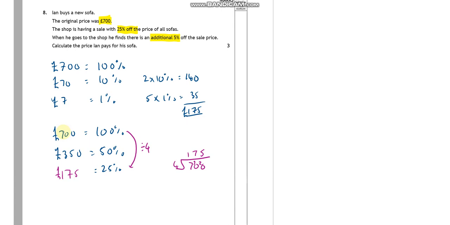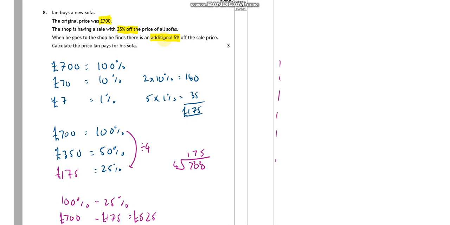Yeah, I need to take off 25%. So 100%, take off 25%. That's the same as my £700, take off the £175. So that's £525. Yeah. So Ian from accounting, he's thinking he's going to be paying 525. But then actually, there's another 5% off, isn't there?